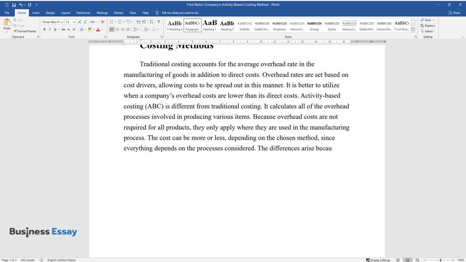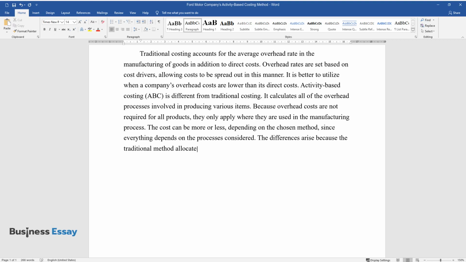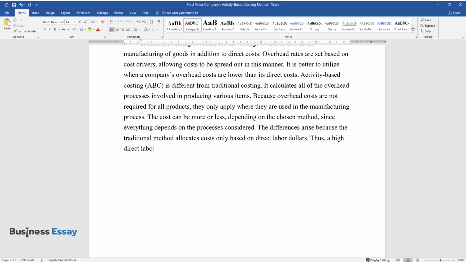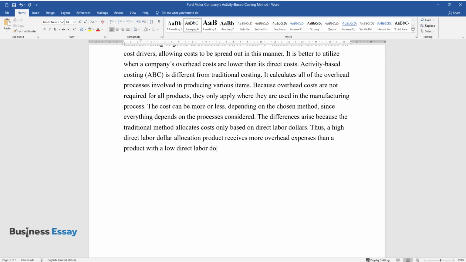The differences arise because the traditional method allocates costs only based on direct labor dollars. Thus, a high direct labor dollar allocation product receives more overhead expenses than a product with a low direct labor dollar allocation.